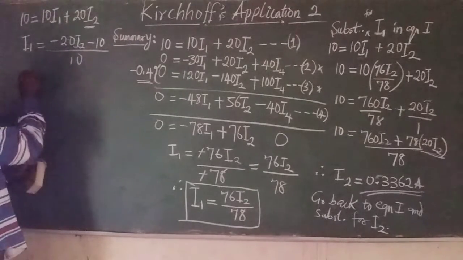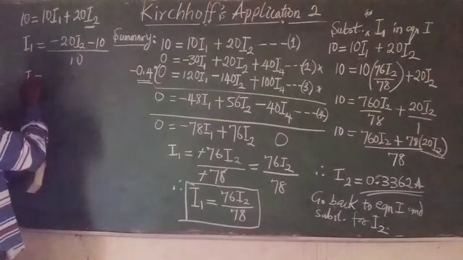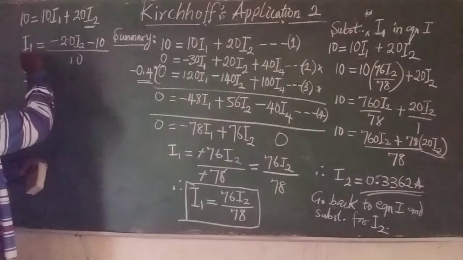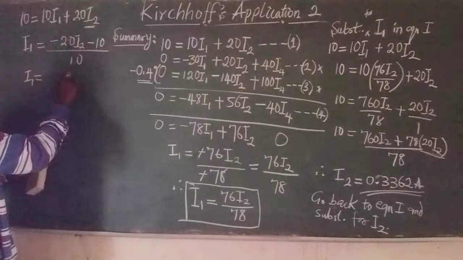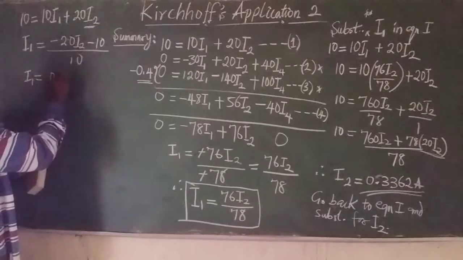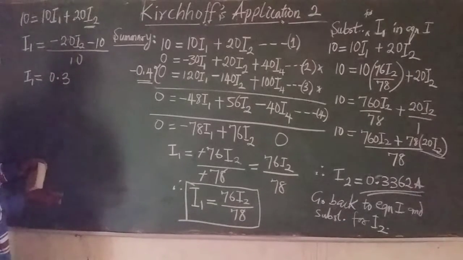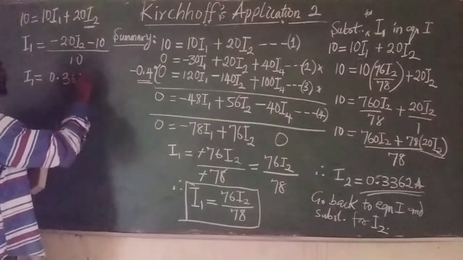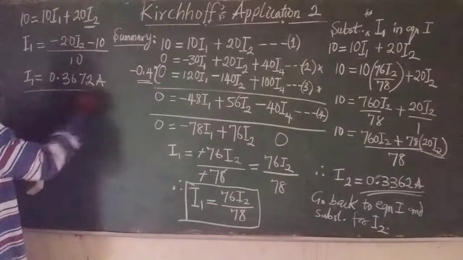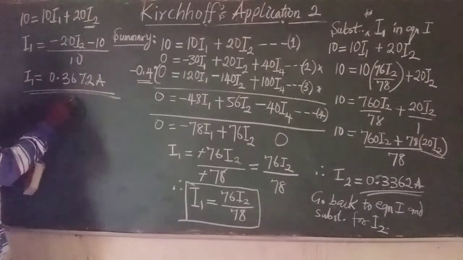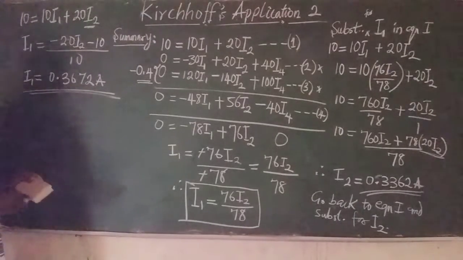So if we have this, we have current 1 is going to be something on 0.3672 amps. By the time we evaluate properly, we're going to have this. So that's the value of current 1.